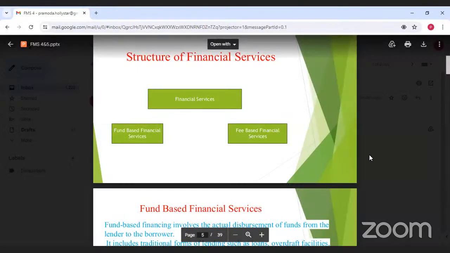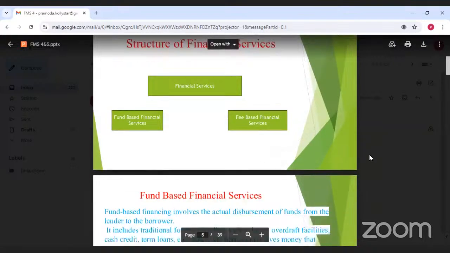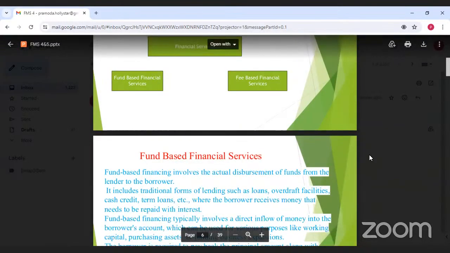Services. So we have learned yesterday that fund-based financial services means a sort of financial support or financial service which involves actual disbursement of funds from the lender to the borrower. That means once the borrower applies for a loan, the loan is sanctioned in his name, and that will be credited to his bank account, from where he'll be using those funds for diversified purposes.